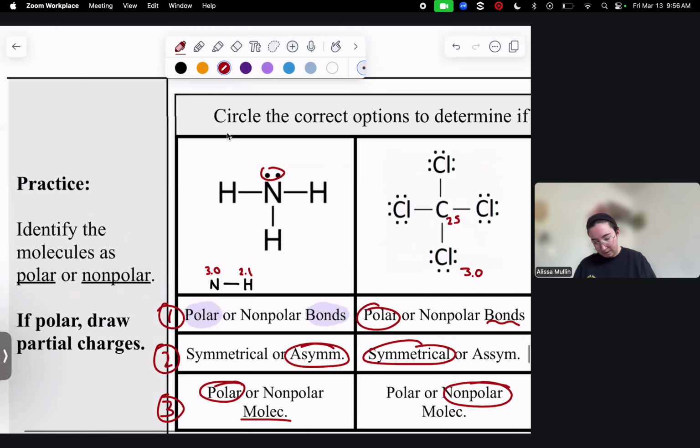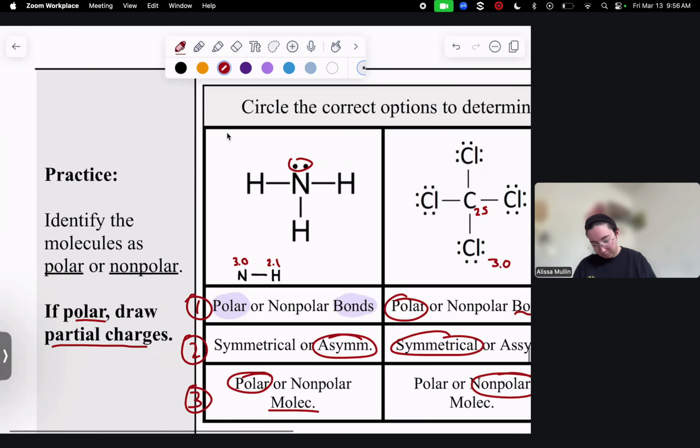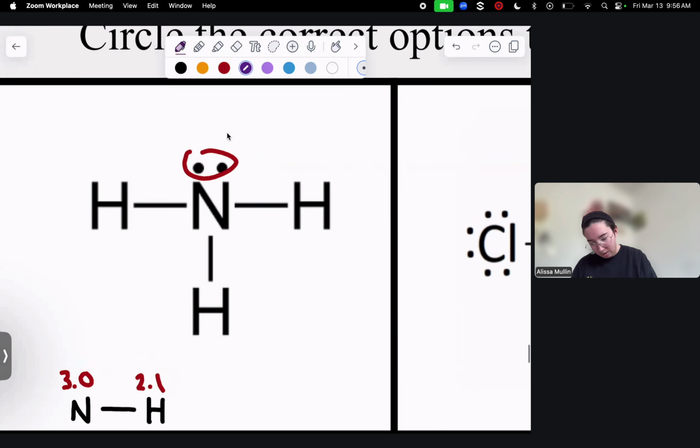Sorry, I forgot to, on this one, since it is polar, let's put our charges on there. All my electrons are being pulled towards my nitrogen. So I end up with a kind of negative nitrogen, and all my other stuff is positive.